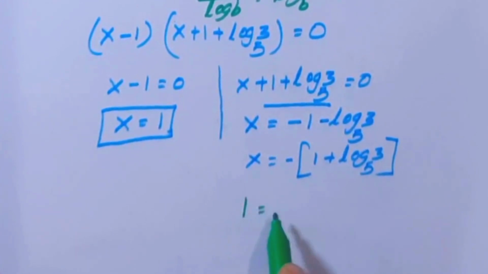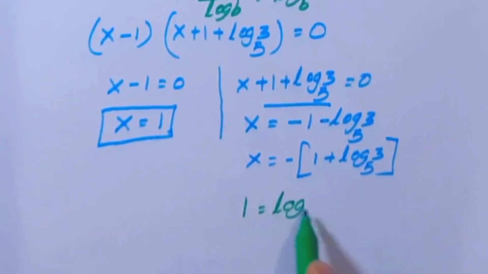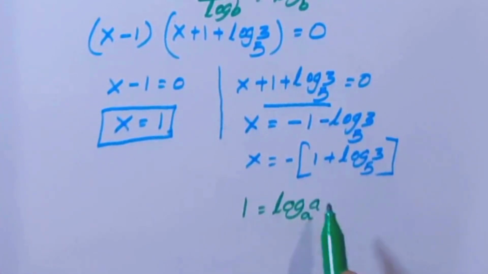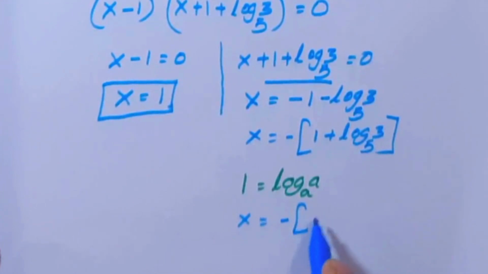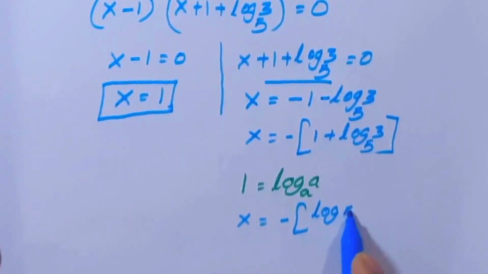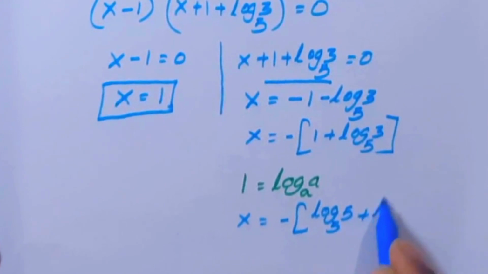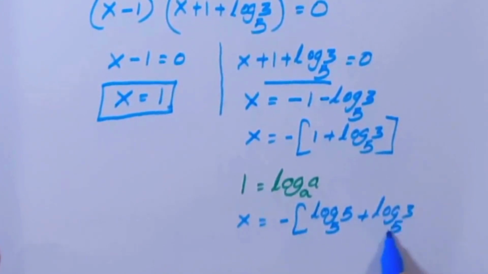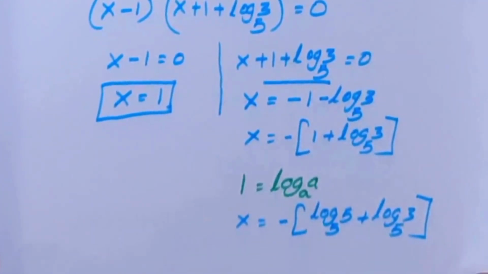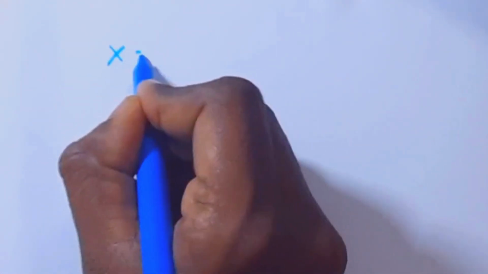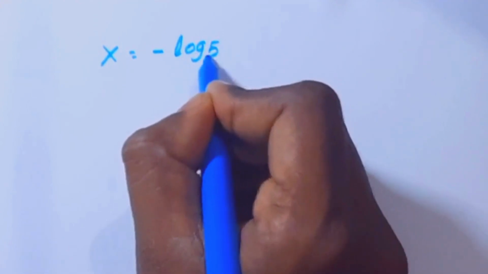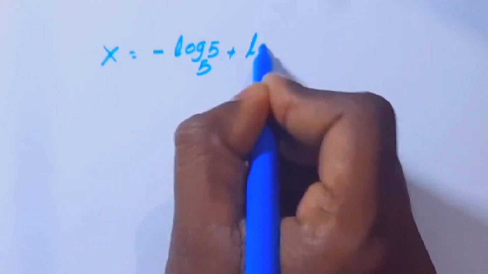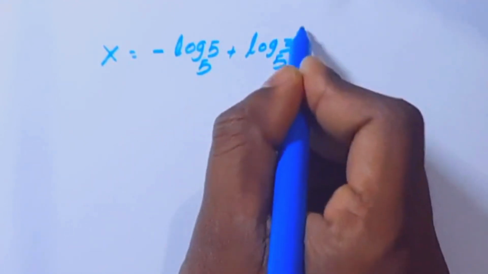We know that 1 equals log a base a. According to this, we are going to change 1: x equals minus log 5 base 5 plus log 3 base 5. So x equals minus log 5 base 5 plus log 3 base 5.